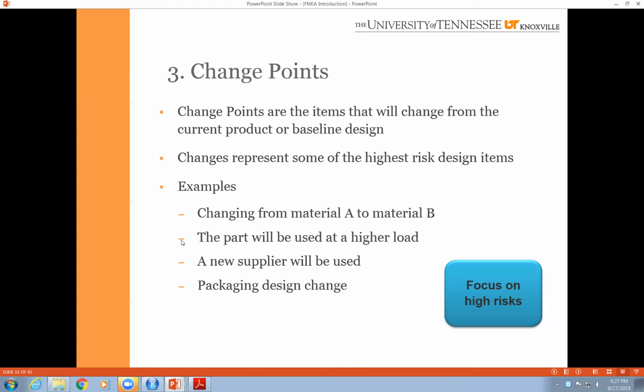Again, it could be changing material. A lot of companies go to cost reduction and say, I don't want this expensive material. Can I use a little bit cheaper material? Yeah, you can, as long as it meets the same reliability requirements. So you need to think about that. Again, maybe a higher load. Maybe you're looking at a new supplier or packaging design changes and so on and so forth. You might think this is not a big deal. Actually, it is a very big deal. How to package the product or the system that you're shipping as well. I'm sure somebody got a damaged package in the past with something.